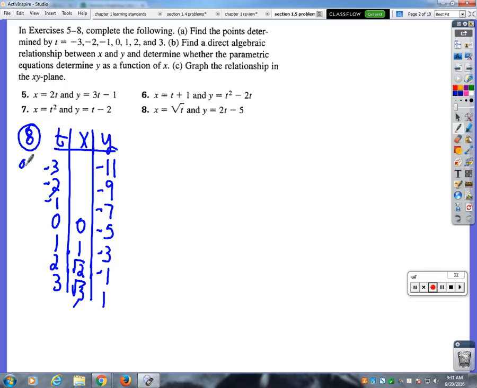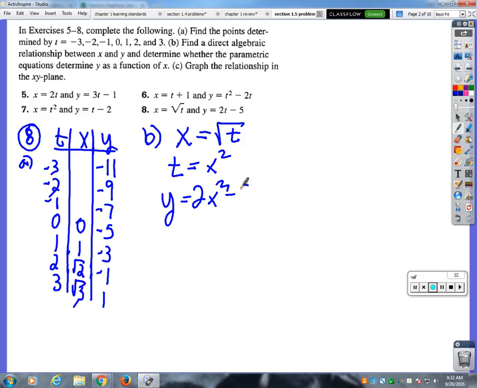Okay, then part B says to find a direct algebraic relationship between x and y. So that's pretty simple. I'm just going to take this and solve it for t. Okay, so if x equals the square root of t, then t equals x squared. And so I can substitute that into the y equation and get y equals 2x squared minus 5.